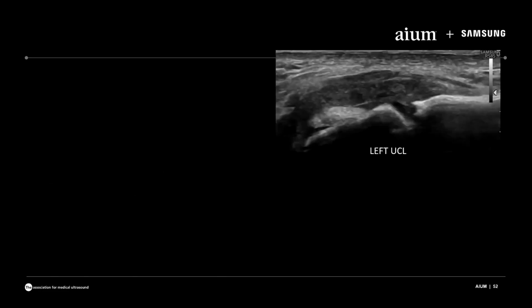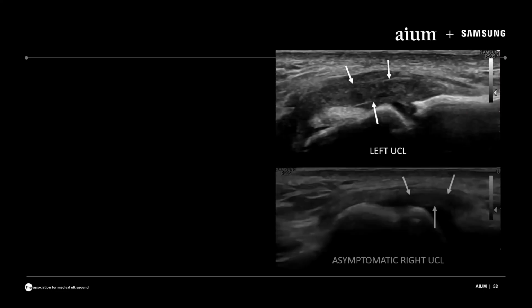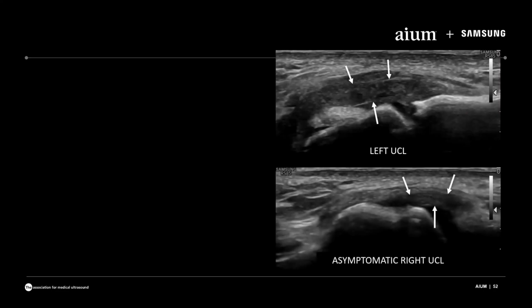So this was a patient that was not asymptomatic. What do you think about this ulnar collateral ligament? Here's the metacarpal, proximal phalanx. You can see the ligament's quite thick and heterogeneously hypoechoic. And if you're not sure, compare to that contralateral asymptomatic side, and you can see how nice and uniform it is. And we've got a nice fibrillar pattern.